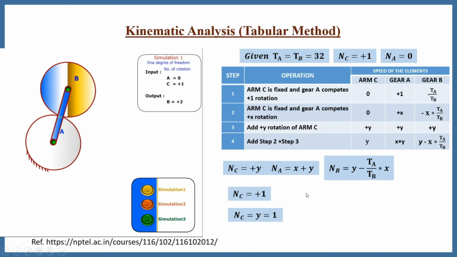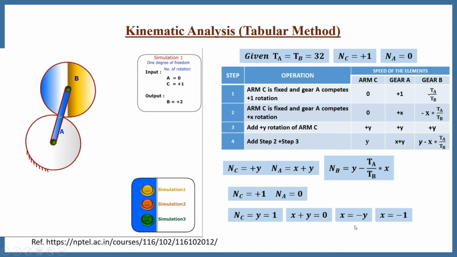Again, NA is equal to 0. In this case NA is equal to 0, but NA is equal to X plus Y is equal to 0. That's why X is equal to minus 1 minus Y and Y is equal to 1. That means X is equal to minus 1.